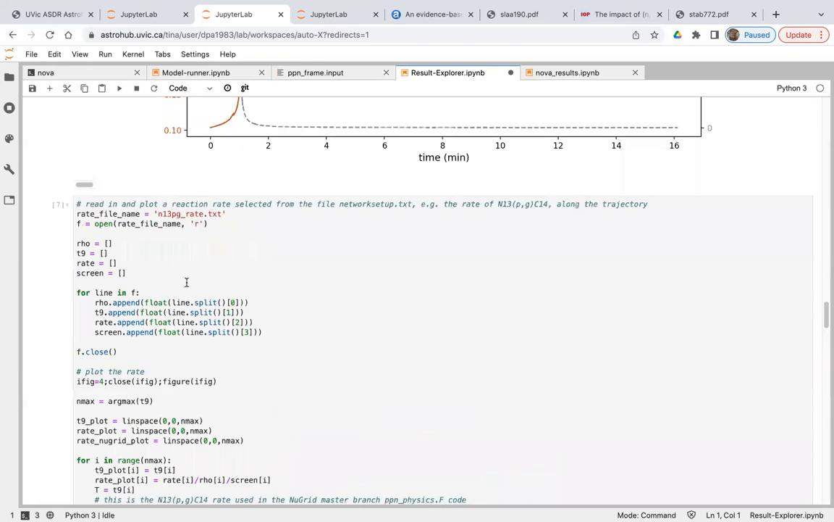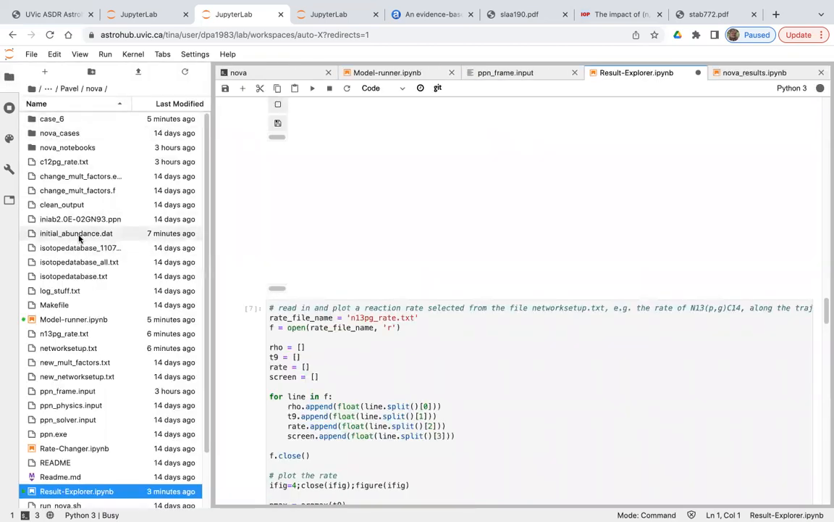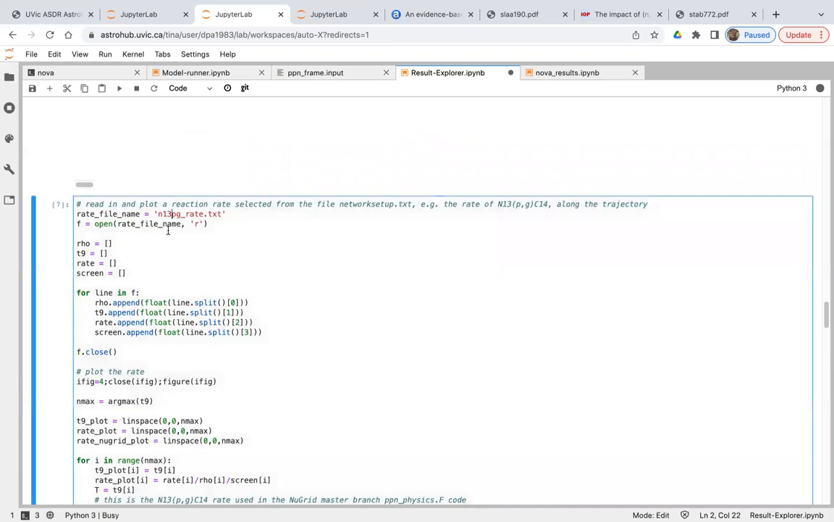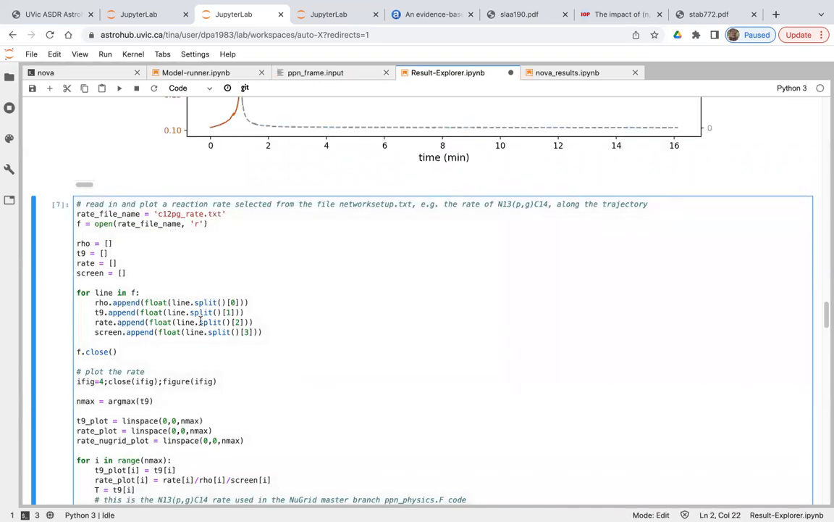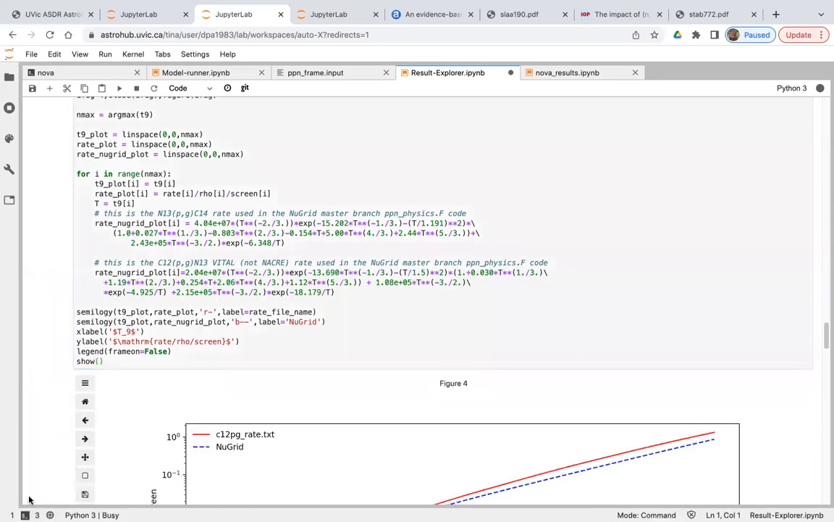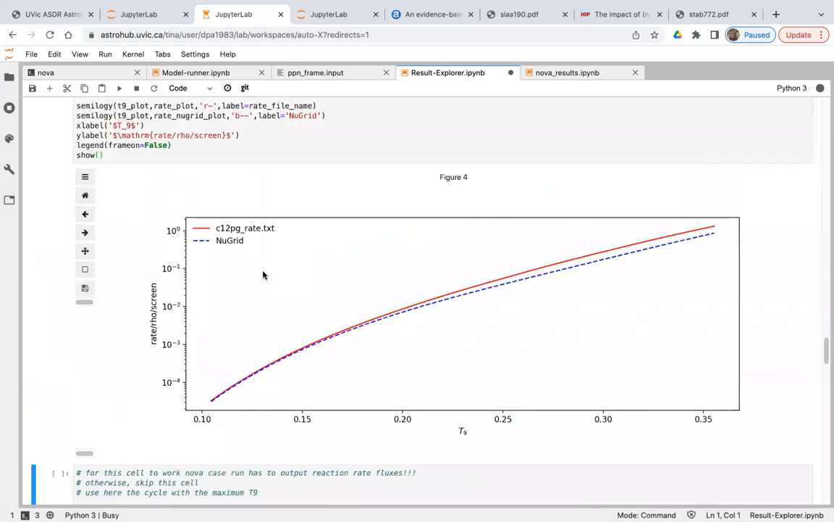On the other hand, if, for instance, I take here carbon-12 (p,gamma) and take the rate that is used in the so-called Vital part of the NuGrid program, like this, you can see that the rate that was used for C12(p,gamma) is slightly different from the NuGrid default rate, because in this case NuGrid was actually using the NACRE rate.